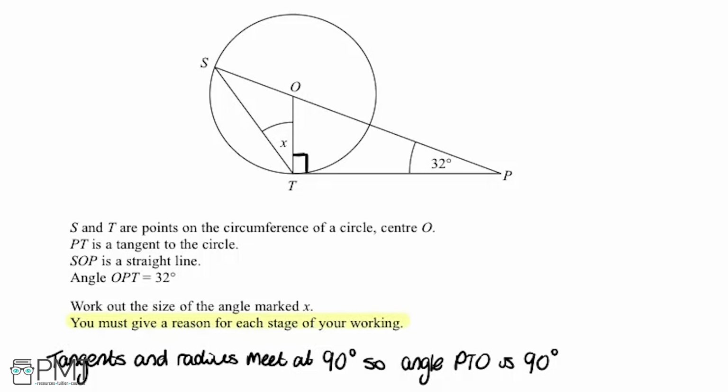So something else that we know is that the interior angles of a triangle add to 180 degrees. And we've got quite a few triangles up here. The one I'm going to look at is here, so we've got TOP, this triangle here. And we've got two of the angles, we've got 32 degrees here and 90 degrees here. And because we know all of the angles will add to 180 degrees, we can work out this one here.